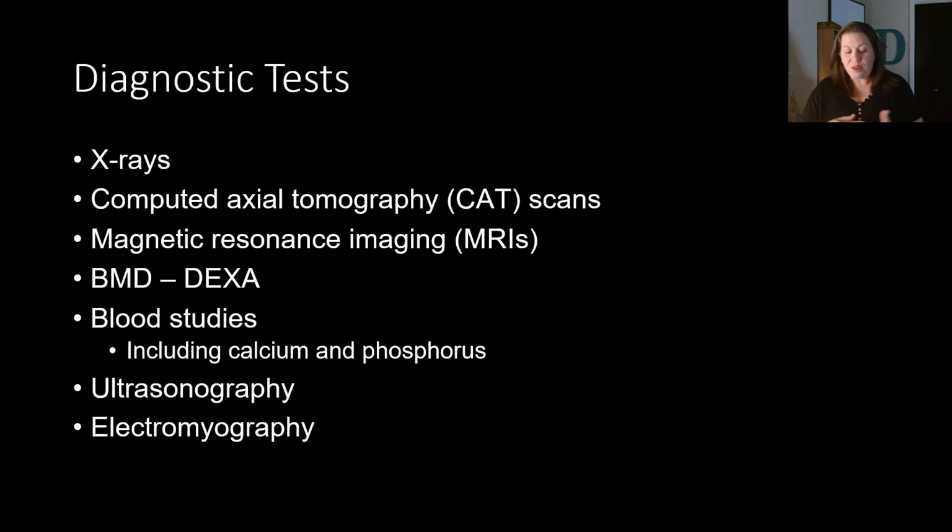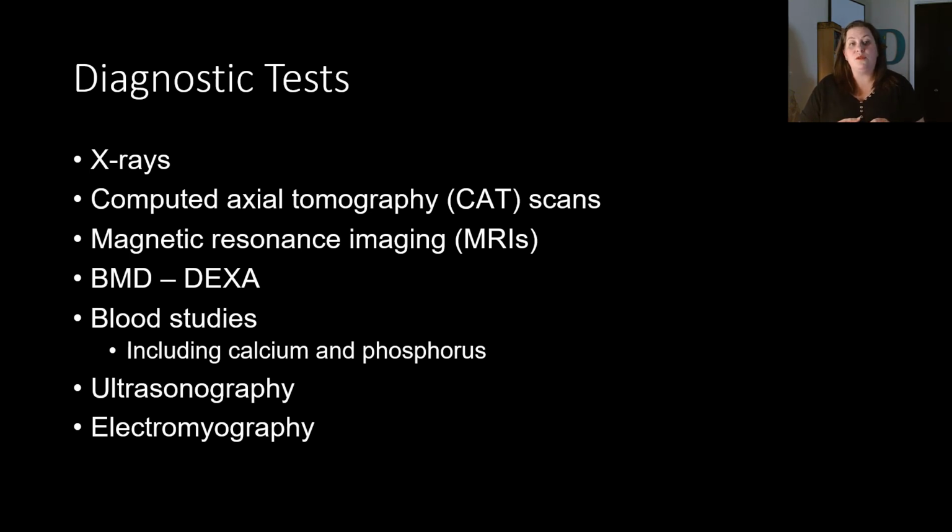So if soft tissue is involved, like ligaments, tendons, cartilage, or muscle, that can also give more indications of what's going on. We also have what we call the BMD, or the DEXA. This is a bone mass density test. It's a dual energy x-ray, and this is going to look at your bone density. This is really important when we talk about aging and osteoporosis. They can also do blood studies. Blood studies are going to specifically look at calcium and phosphorus levels because those both relate to bone health.